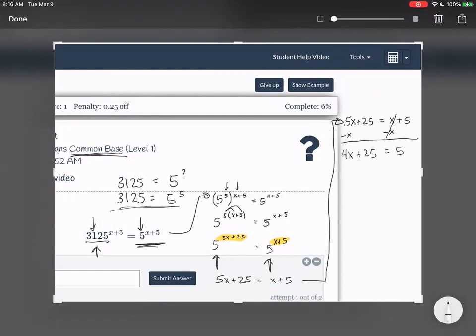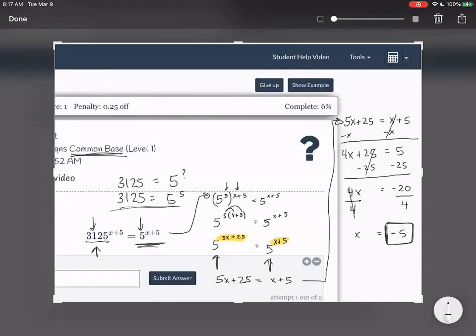Okay, now I'm going to take the 25 and subtract it over. We get 4x, those cancel out, equals negative 20. Then we're going to divide by 4 to get rid of the 4 that's being multiplied. Because x is being multiplied by 4, you're going to divide by 4 to cancel that out, because multiplying and dividing are opposites. We get x equals negative 5. And so this is our final answer.